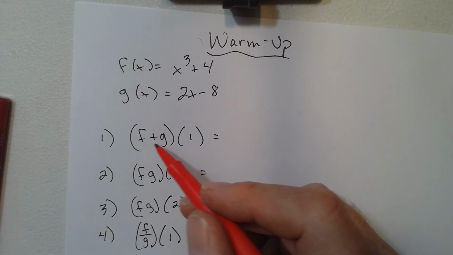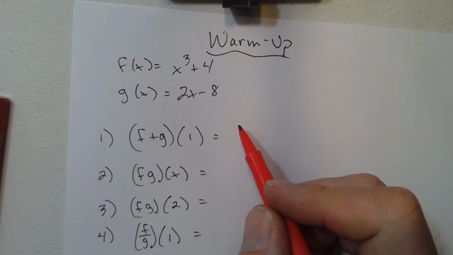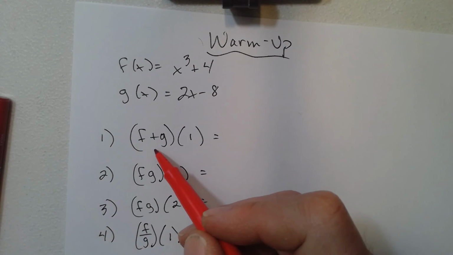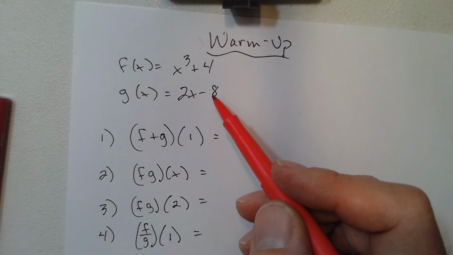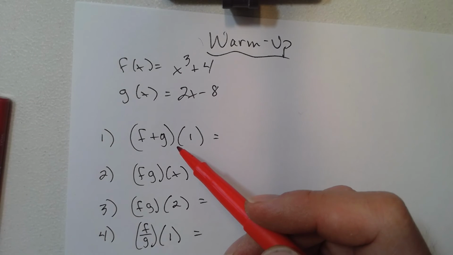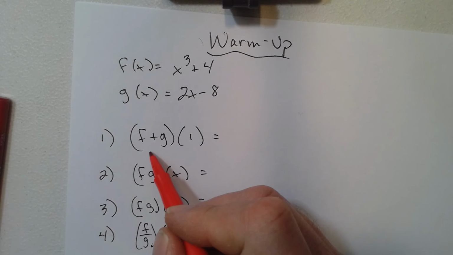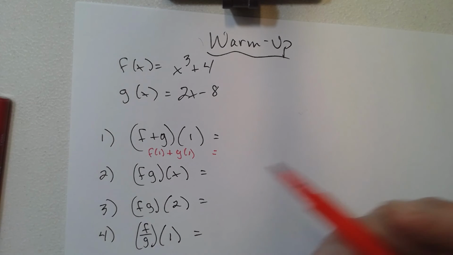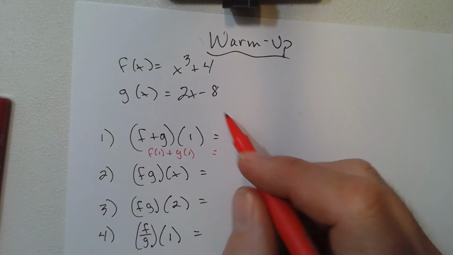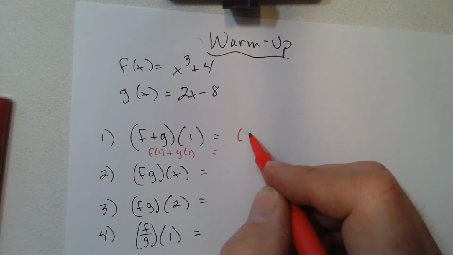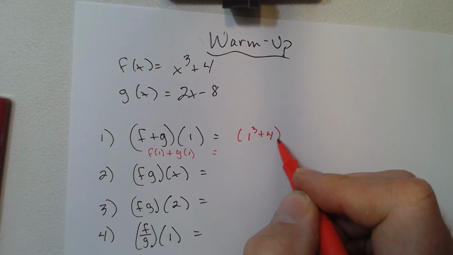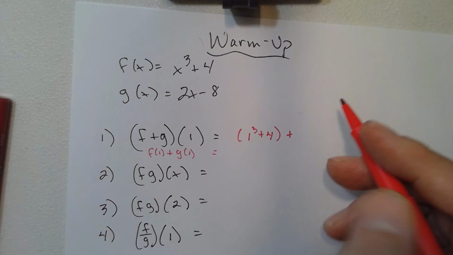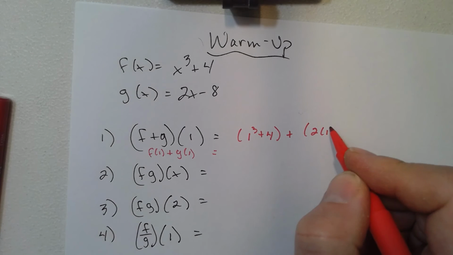So f plus g of 1. You could find f plus g of x, just add them and then plug in 1. Or I could just find f of 1 plus g of 1, and that'd be our answer. So I'm going to do it that way. So f of 1 is 1 cubed plus 4 plus g of 1, which is 2 times 1 minus 8.